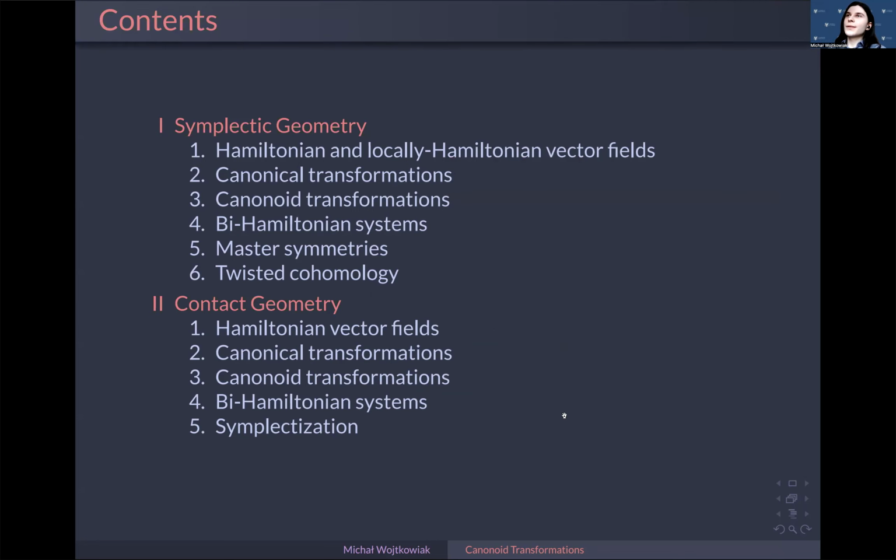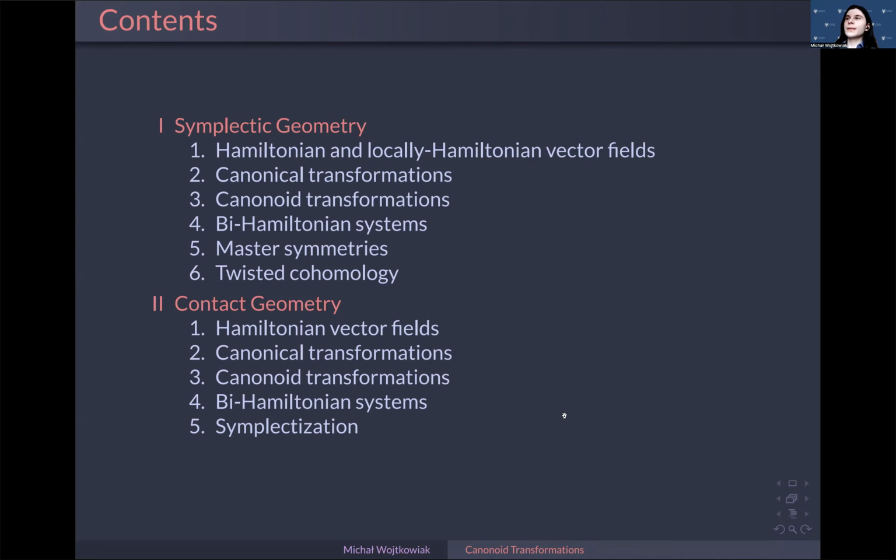So yes, the talk will be divided into two parts. First, we will introduce all the necessary definitions of the Hamiltonian and locally Hamiltonian vector fields. We'll talk about canonical transformations and why it is useful to generalize to canonoid transformations, and how they apply in physics with bi-Hamiltonian systems, master symmetries, and twisted cohomologies. Twisted cohomologies really will be mentioned as a way of classifying the canonoid transformations.